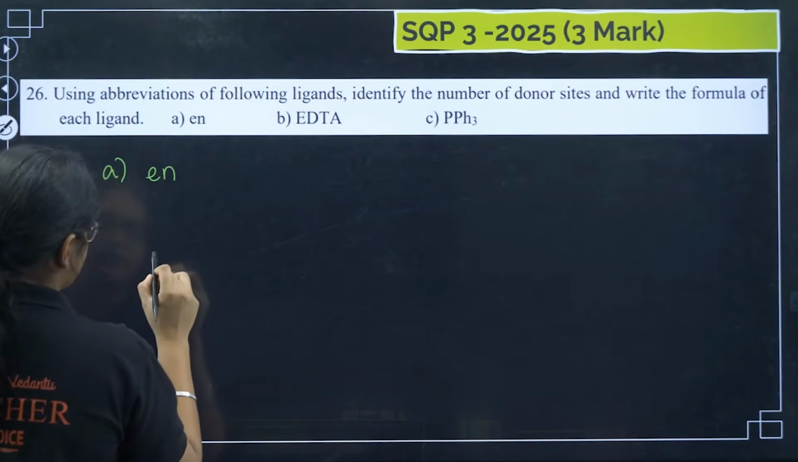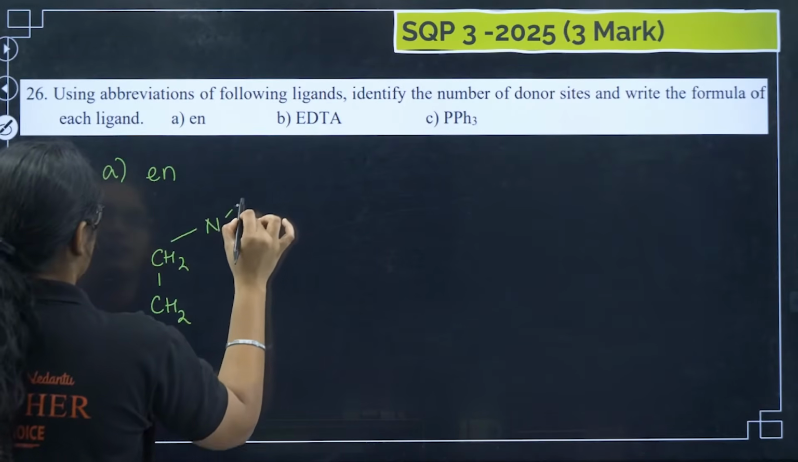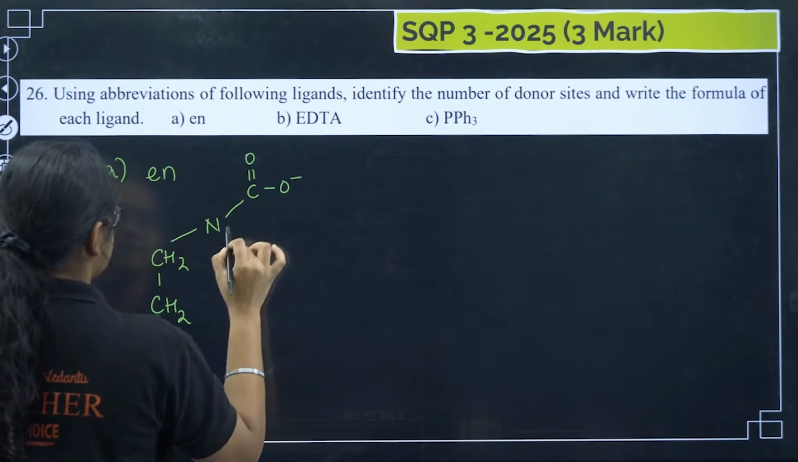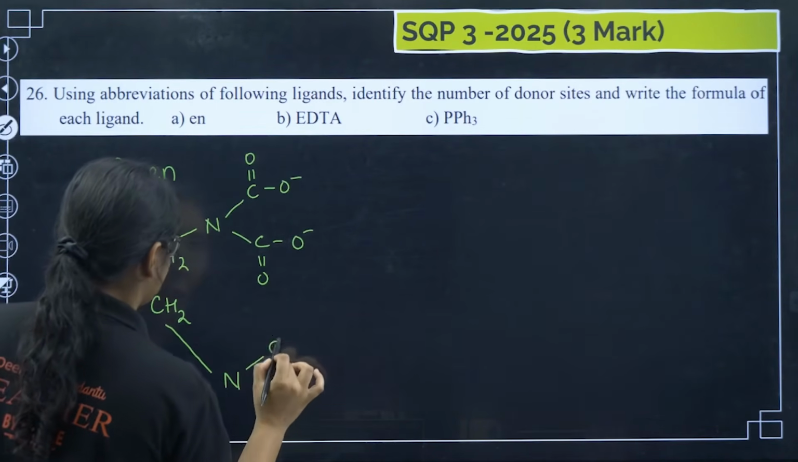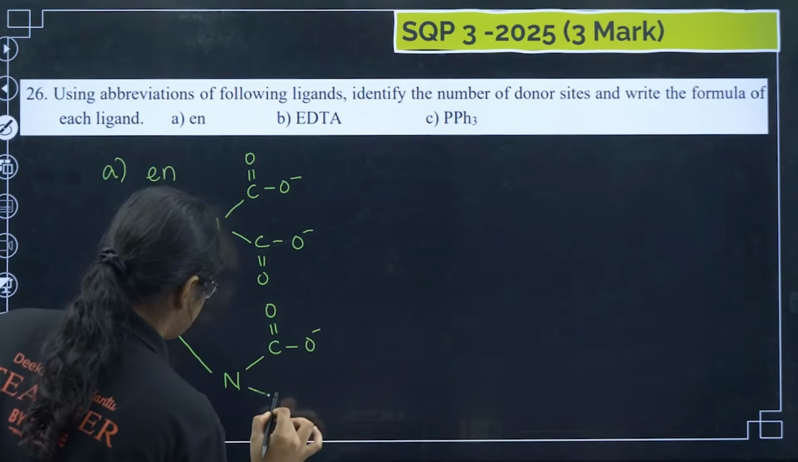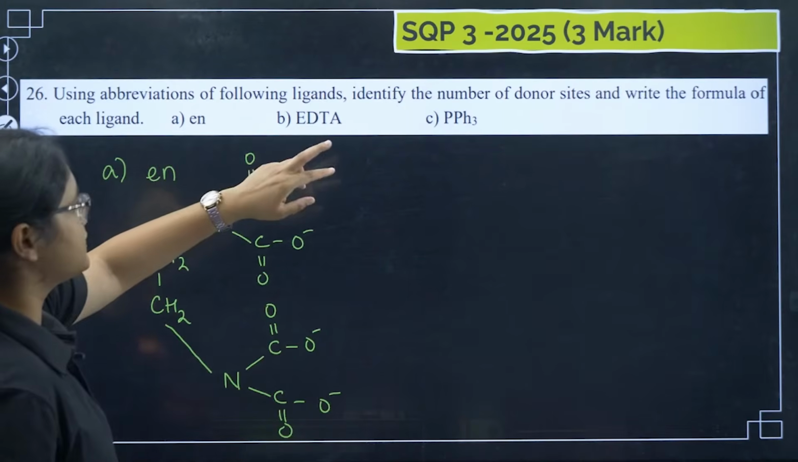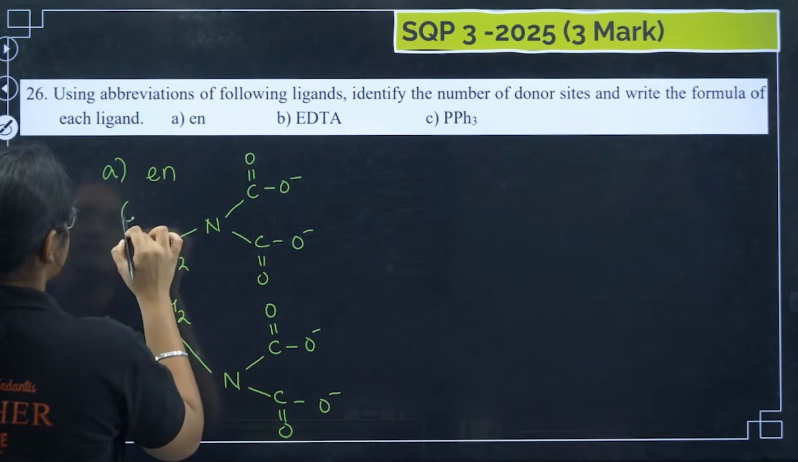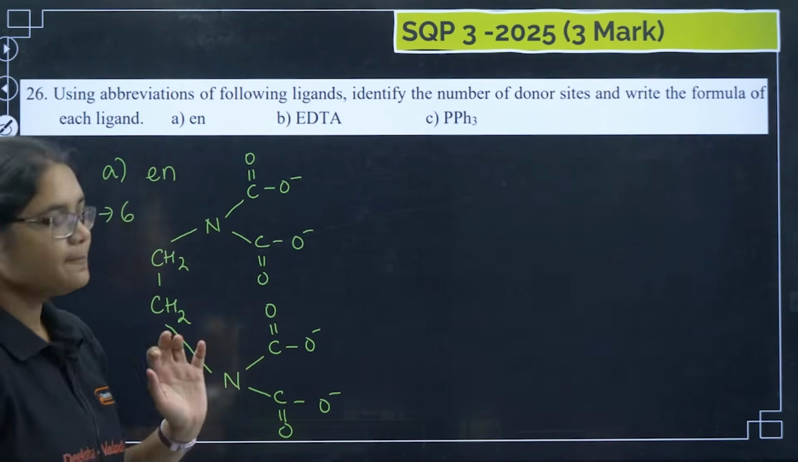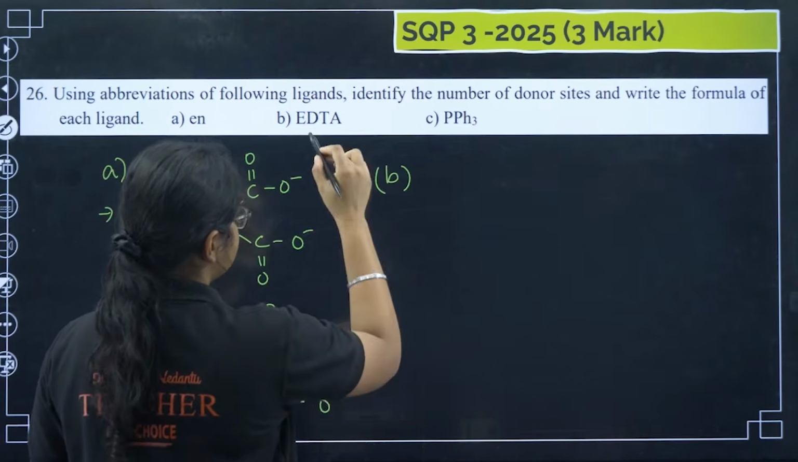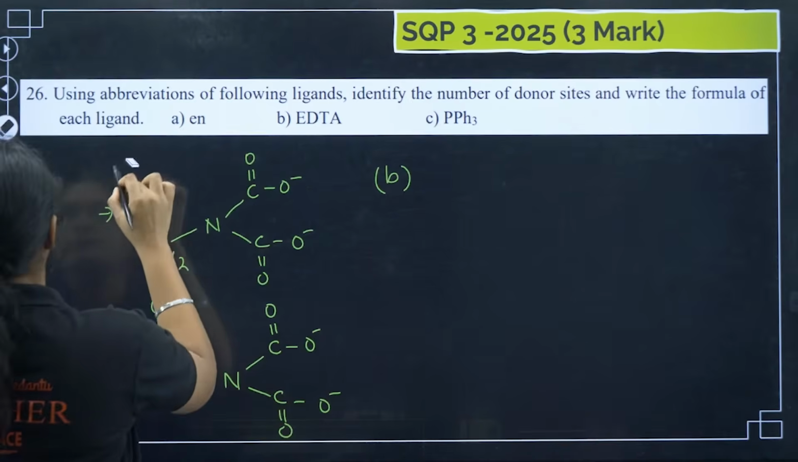If I just write down the structure, it is like this: CH2, CH2, then you have N, then you have C double bond O minus, C double bond O minus. Similarly here you have N, and here you have C double bond O minus and C double bond O minus. So this is the complete structure, and if you see the number of donor sites, here we have 6 donor sites: 1, 2, 3, 4, 5 and 6. Okay, now coming to option B, sorry, just a minute, I made a mistake here. This is B. Okay, EDTA is B.